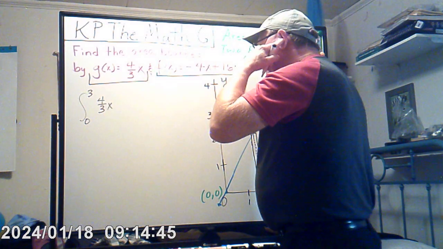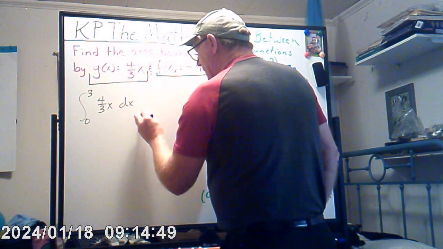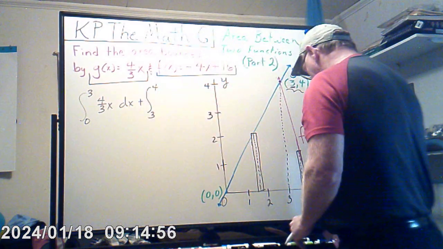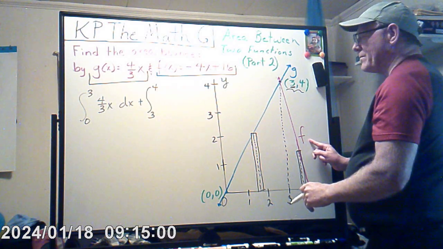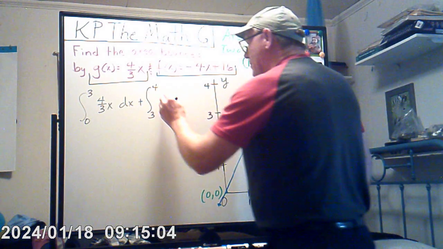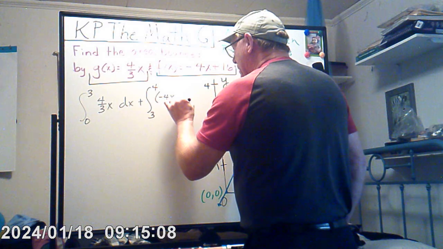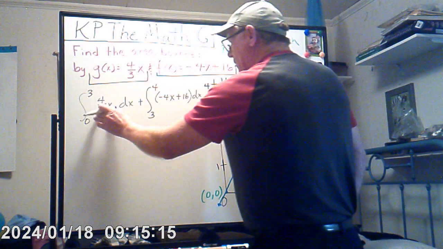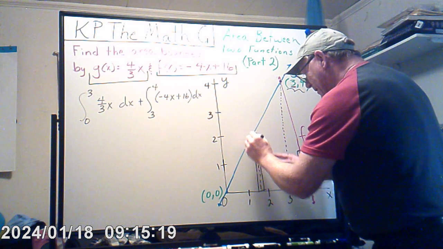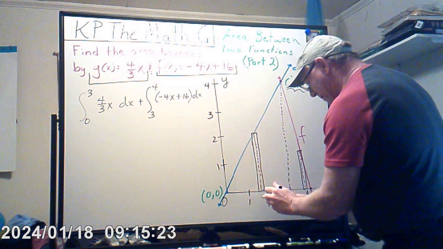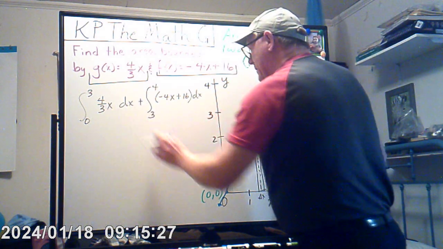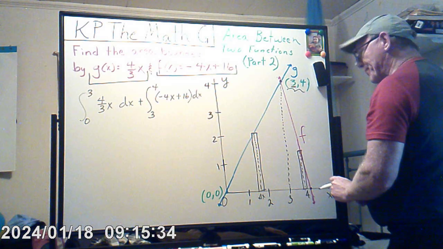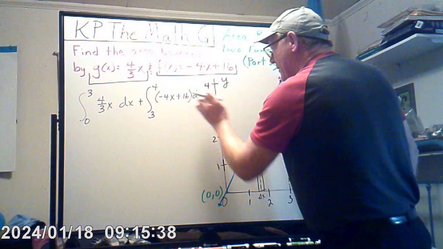Okay, now I want to get that, and then I want to add to that. The rest of it is from 3 to 4, isn't it? So from 3 to 4, I'm finding the definite integral of negative 4x plus 16 dx. Now you realize that 4/3 x is how high this is. Delta x is here, but we call that dx. Negative 4x plus 16 is how high this is. I'm touching that y value, right? And this is the thickness of it, delta x.